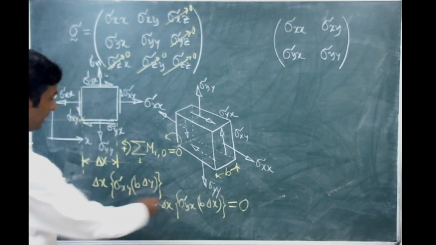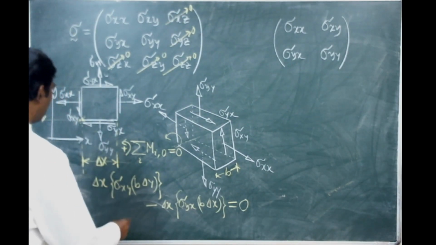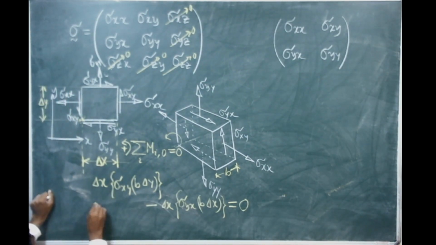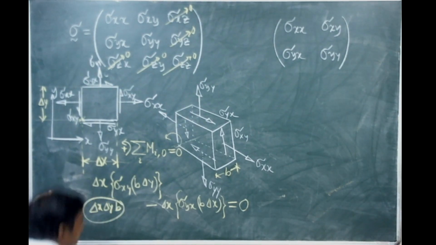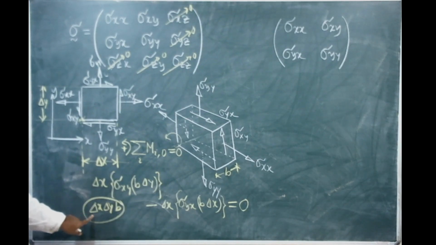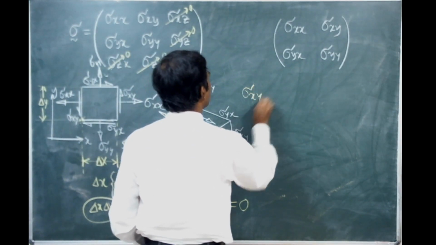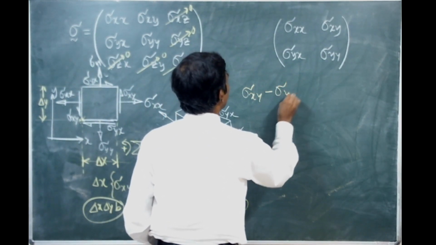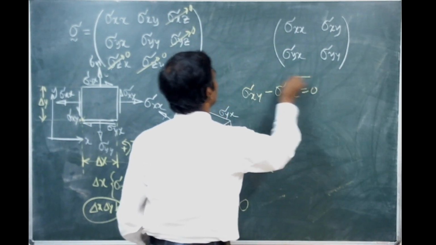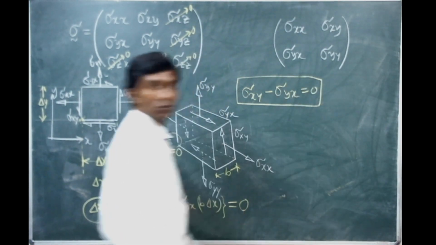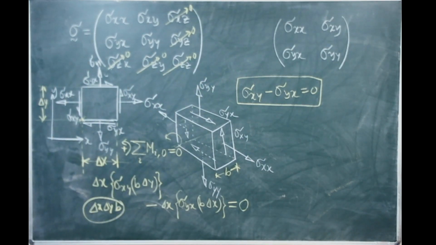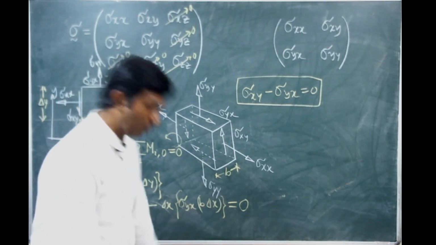So we divide this expression by the volume, that means delta x, delta y and b. Dividing by this, we get sigma xy minus sigma yx equals 0. We get this expression, which means sigma xy and sigma yx take the same value.